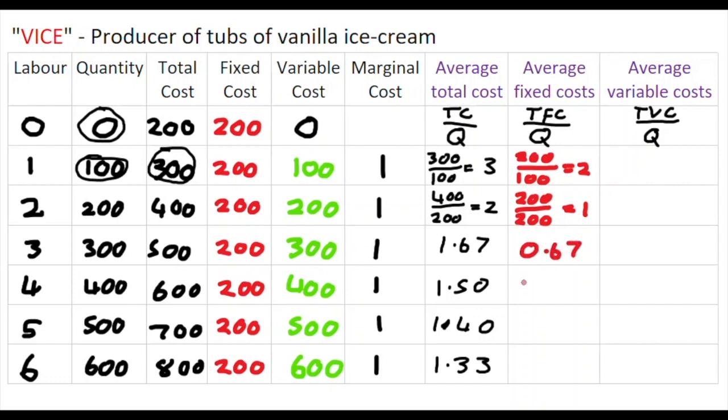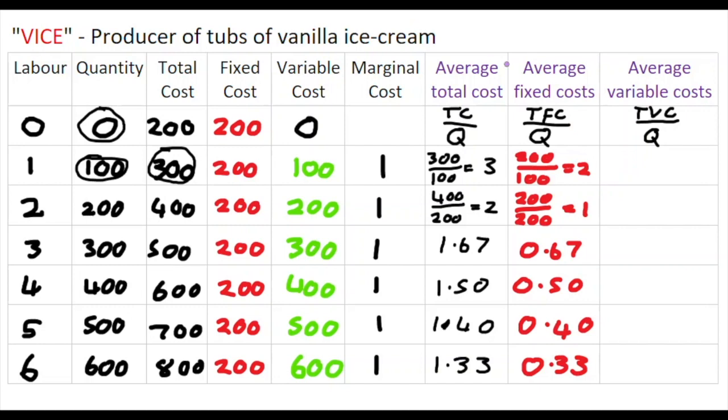0.67, 0.50, 0.40, and 0.33. So what we see for average fixed costs is that they decrease over greater units of output, and that is called the spread of fixed costs.